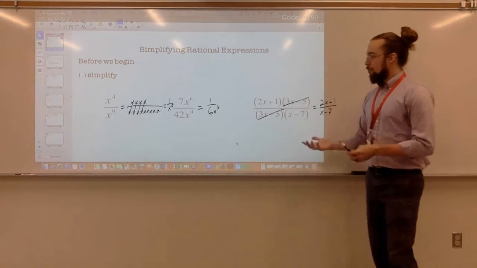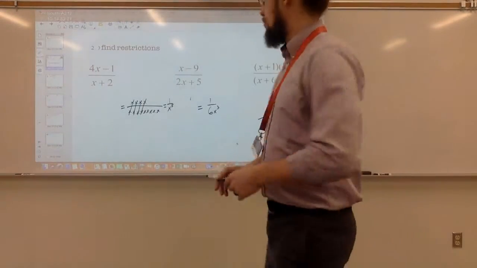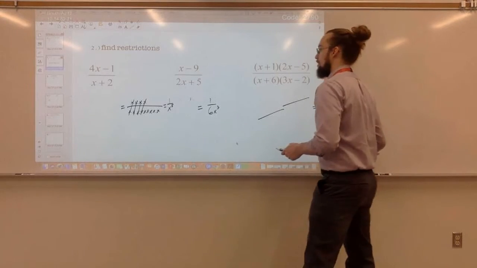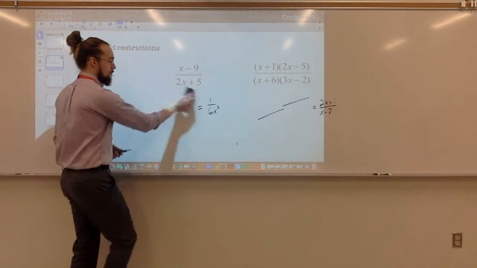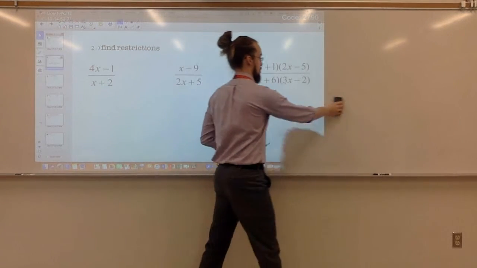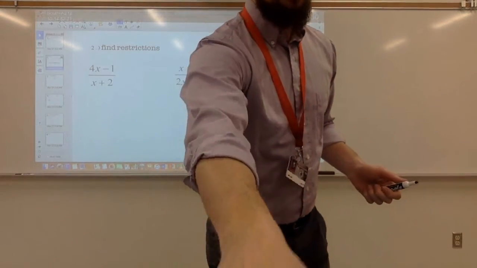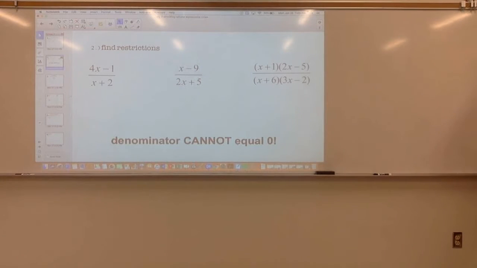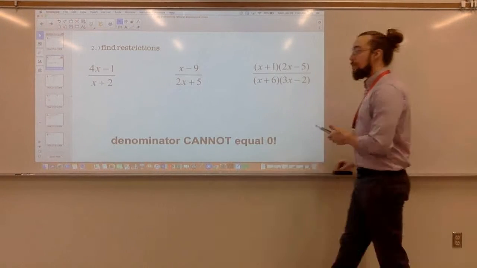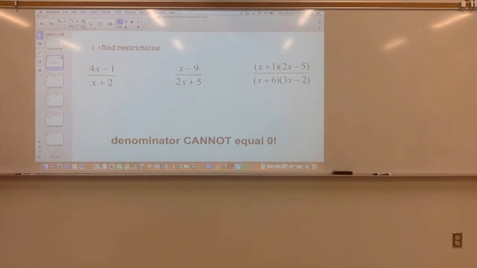All right. So the second part of what we're going to do today is finding restrictions. The big idea here is that we cannot have a denominator of 0. The denominator cannot equal 0. So what we want to do is figure out the values of x that would make the denominator equal to 0 and say we can't use those.